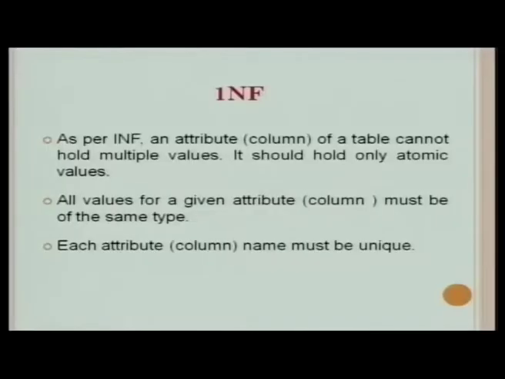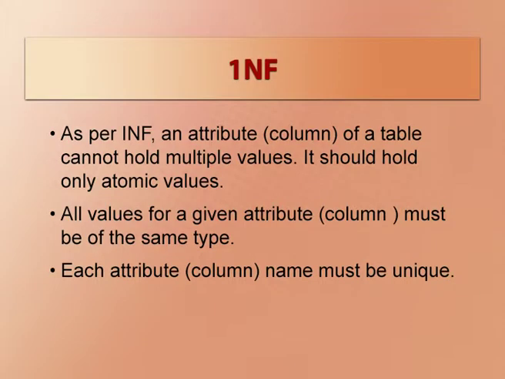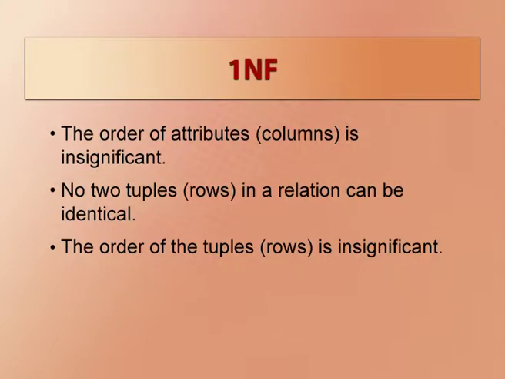So let us start with the first normal form. Which relations are called 1NF satisfied? As per first normal form, an attribute of a table cannot hold multiple values. It should hold only one atomic value. All values of a given attribute must be of the same type. So the data type here plays the prominent role. Whatever the column is meant for, only that data needs to be stored. Each attribute name must be unique. The order of attributes is insignificant.